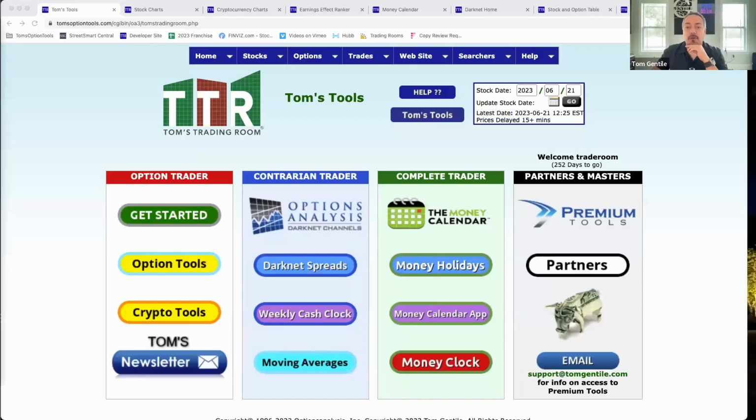This is what our software looks like, Tom, when you're first coming into it. It's tomsoptiontools.com, and you come in and log in, and I'll let you talk a little bit later about a special rate that we have for the Option View crowd. But once you've passed the login, this is where we're at, and we kept it pretty simple. Let me share with you really quick what you're looking at here.